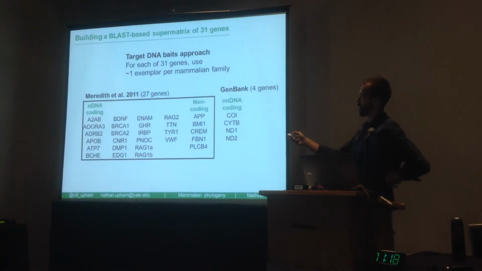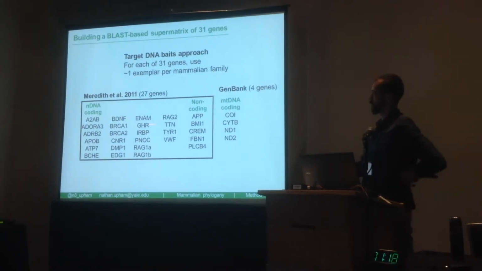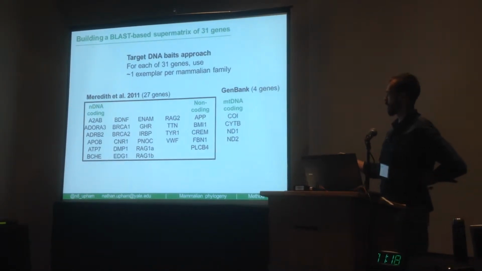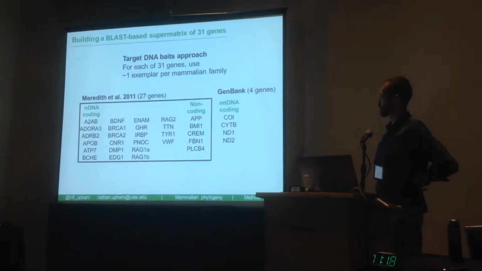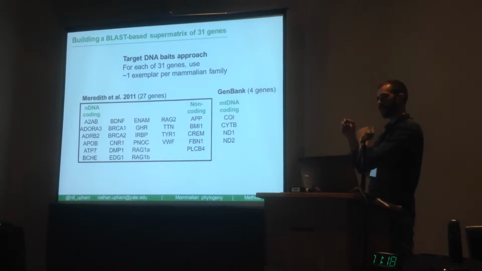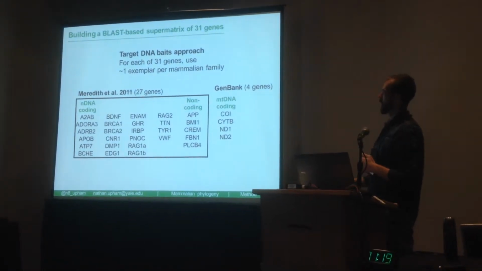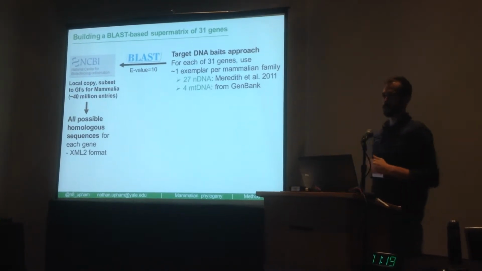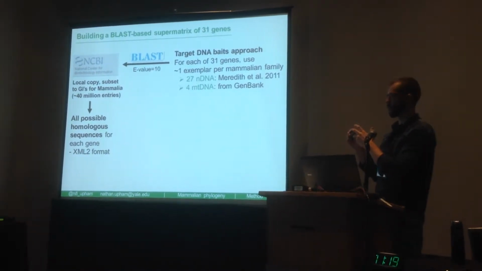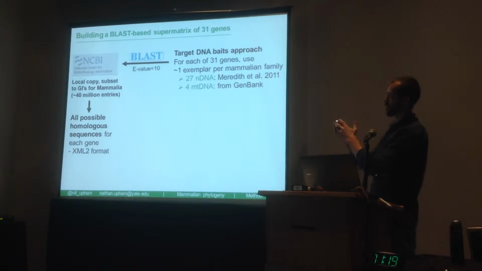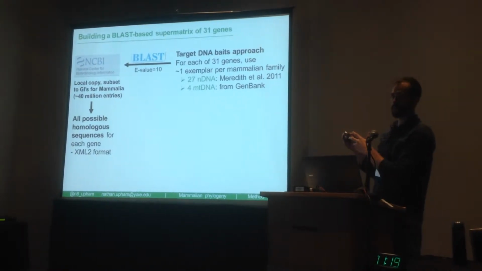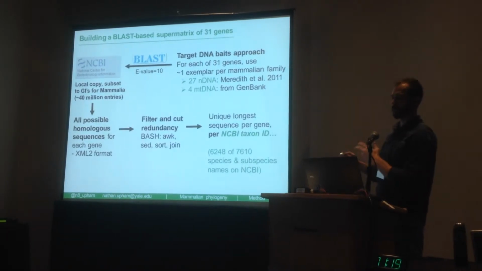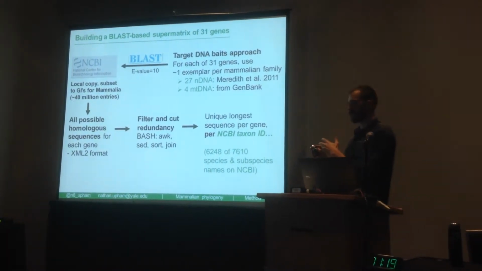So we started with the DNA data set of Meredith et al., 2011, which had 27 nuclear genes, and then I added 4 mitochondrial genes from GenBank, also covering sort of the family level diversity here. And then those are used to blast against a local copy of GenBank that's subset to just mammalian sequences to return all possible homologous sequences for each gene. That includes the taxonomic information too. So as you can imagine, there's lots of redundancy when you do something like that.